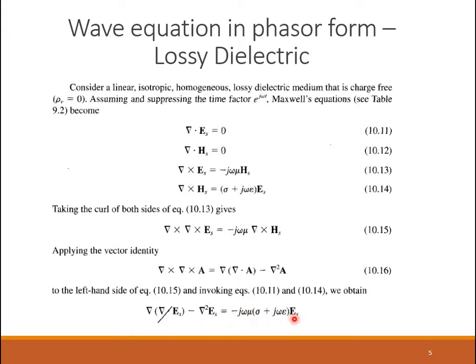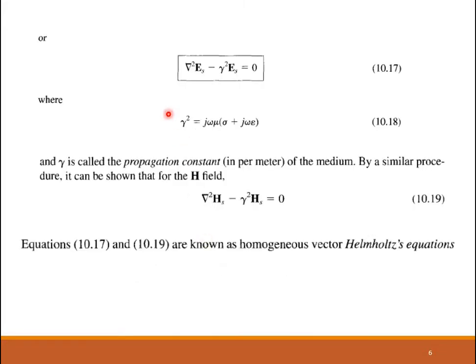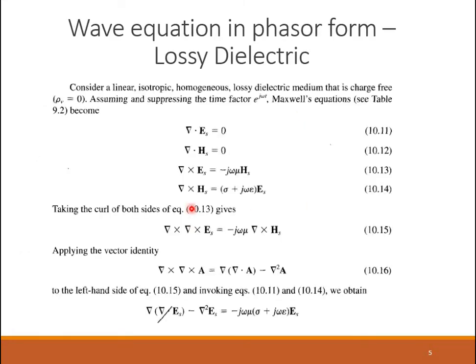So if this is written as gamma square and I take it to the other side, how can I write this expression? It can be written as del square ES minus gamma square ES is equal to 0. So this is one equation. Gamma is your propagation constant, in per meter of the medium. Using a similar approach, that is, we are going to take the curl. What will the similar approach be here? I'll be applying the curl to equation 10.14. And when you get a del cross ES over here, that will be replaced from this particular expression.